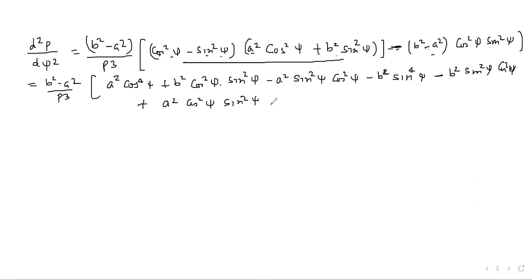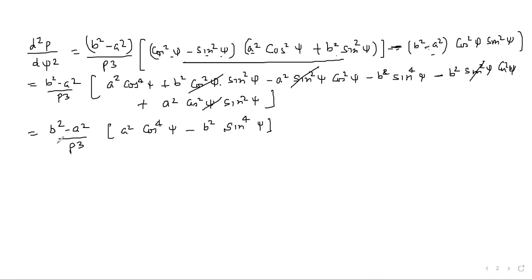Now let's see which terms get cancelled. The a² sin²ψ cos²ψ term will get cancelled. The b² term will get cancelled. So what is left? We are left with (b² − a²)/p³ times (a² cos⁴ψ − b² sin⁴ψ). We have got the value of d²p/dψ².